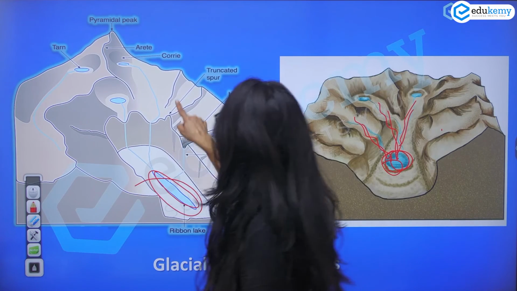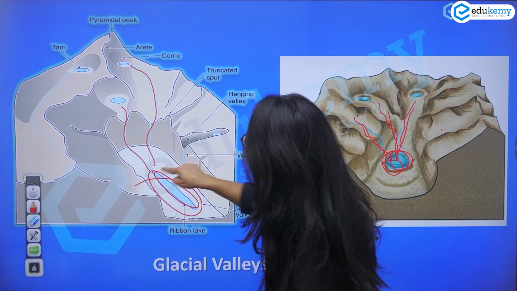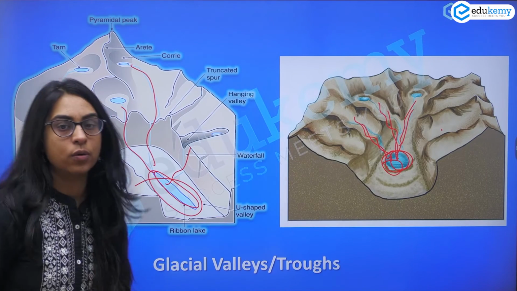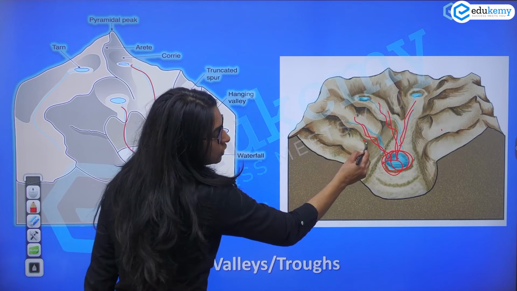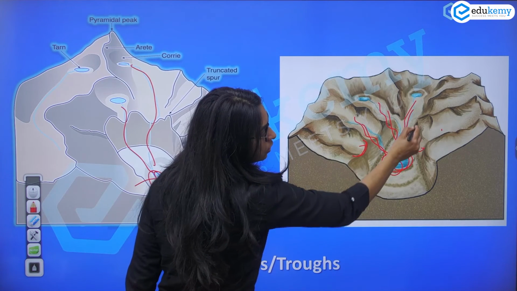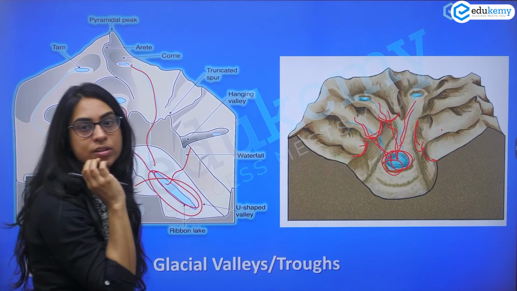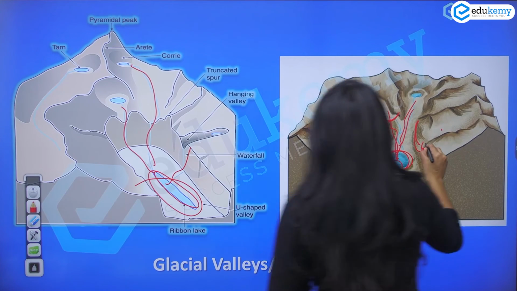This is the Ribbon Lake, and the rivers meet the Ribbon Lake. So what we have understood for now is this is the truncated spur. Can you see the depression here? Can you see this depression, this depression, this depression? This depression is called a truncated spur.